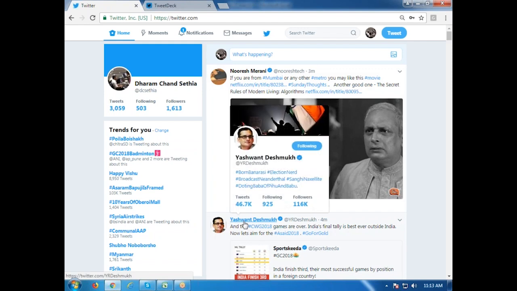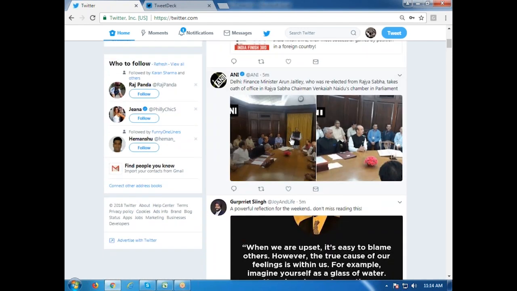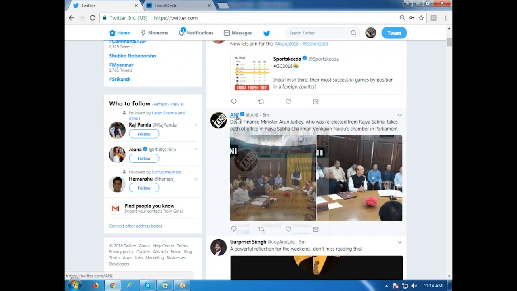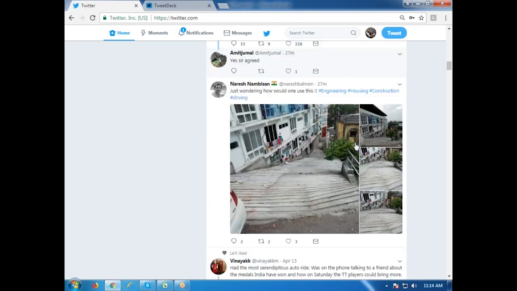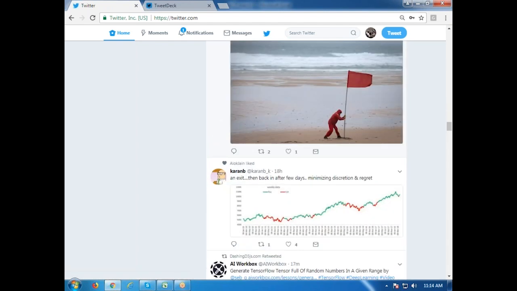Yashwant Deshmukh came second. He is really good on political scenarios, on how politics is developing in the Indian context. So his tweets on those are important to me. This is called the timeline. If you want any Indian related news, there is ANI that you can follow. The people you follow keep on tweeting and it will come on your timeline.